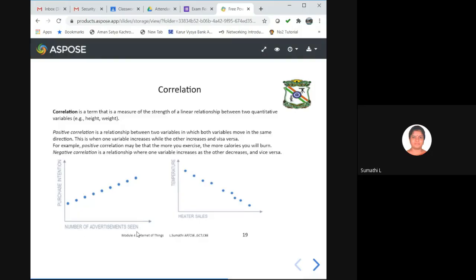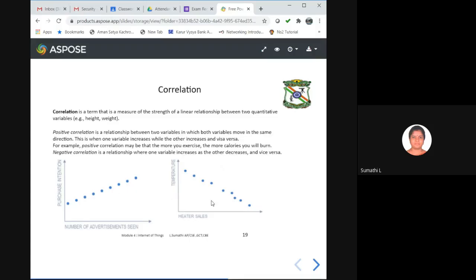This is the explanatory variable and this is the response variable. Why I call it the response is, see, based on the advertisement, my purchase intention increases. So it is the response because of this explanatory variable, right? So I call them the explanatory variable and the response variable.